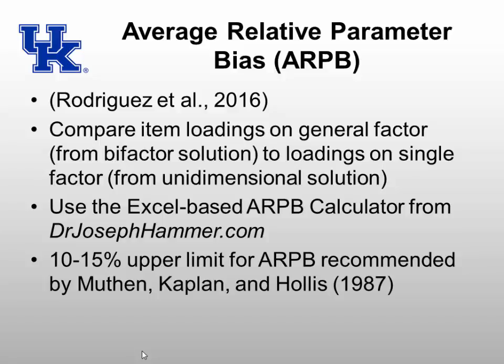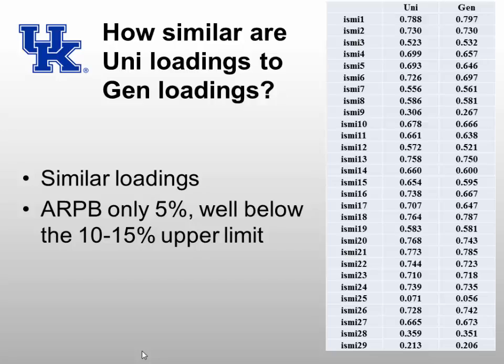And then average relative parameter bias. Again, I've got an Excel-based calculator if you want to do it easily. We're comparing item loadings on the general factor from the bifactor solution, but then we're going back to that unidimensional solution we calculated a long time ago, and we're checking out those standardized loadings as well. We're putting them together on the page, and we're eyeballing them for similarity. Muthén and colleagues say an upper limit of 10 to 15% on the ARPB. Just keep that in mind.